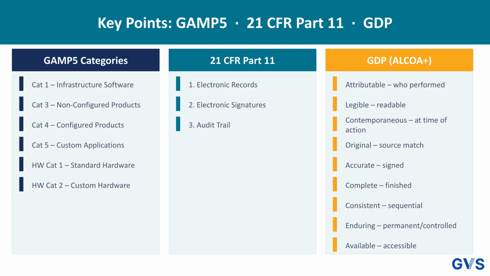This slide summarizes the 3 pillars of CSV knowledge every practitioner needs. GAMP5 for categorizing and scoping the validation effort. 21 CFR Part 11 for governing electronic records, signatures, and audit trails. And GDP, Good Documentation Practice, the ALCOA Plus framework ensuring data integrity. All three must be considered together when designing and executing a validation program.